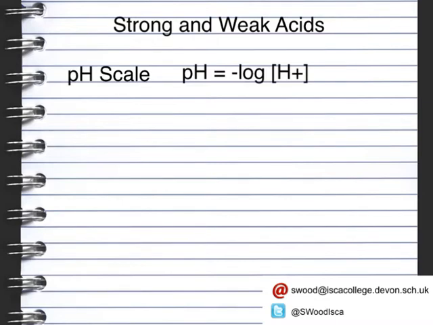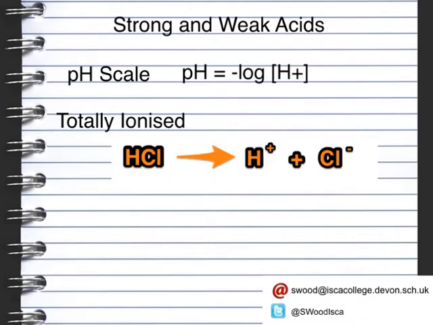Now, with a strong acid, you have something that has totally ionized. So if we have a look at an example of a strong acid, such as hydrochloric acid, you have HCl, which when you add it into water, it completely ionizes so that all of the hydrogen splits from the chlorine. So you have a hydrogen ion and a chloride ion.